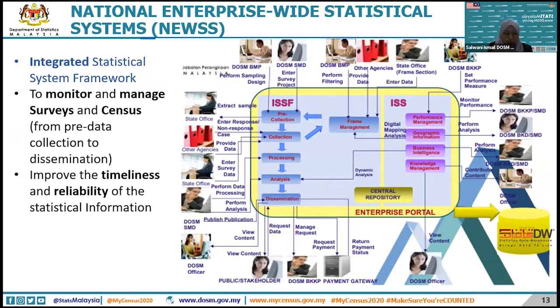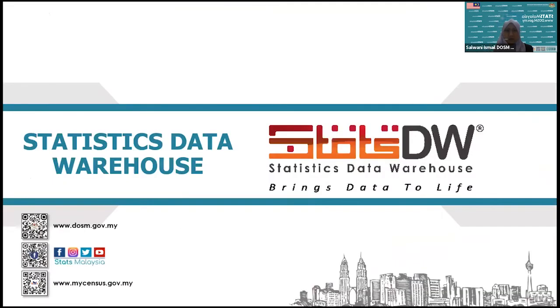NEWS is the Integrated Statistical System Framework that enables linkages between the subject matter divisions in the Department of Statistics and its 14 state offices throughout Malaysia, and is efficiently used to monitor and manage the household and economic censuses and surveys conducted by DOSM. It also enables improvement in timeliness and reliability of statistical data collection by DOSM. Okay, so next is our statistical data warehouse.